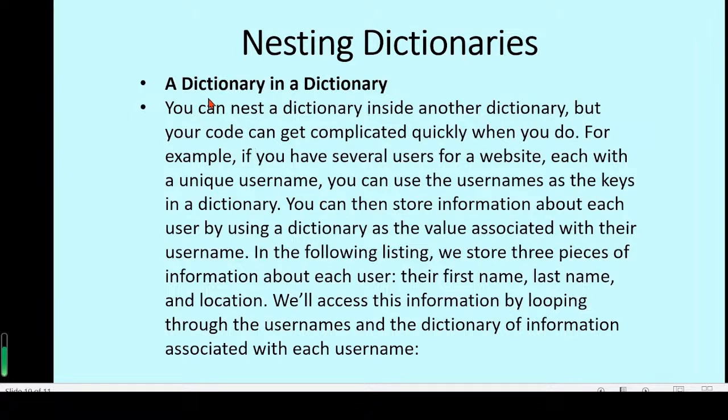And the last case is a dictionary in a dictionary. You can nest a dictionary inside another dictionary, but your code can get very complicated quickly when you do this. For example, if you have several users for a website, each with a unique username, you can use the usernames as the keys in a dictionary. You can then store information about each user by using a dictionary as the value associated with their username. In the following listing, we store 3 pieces of information about each user: their first name, last name, and location.